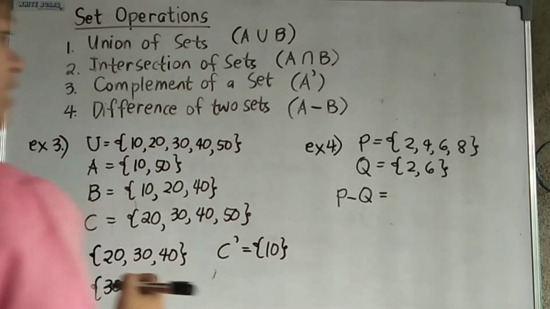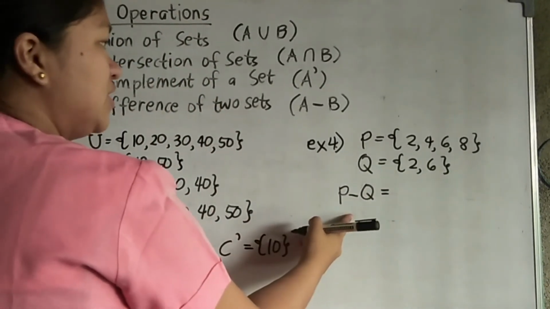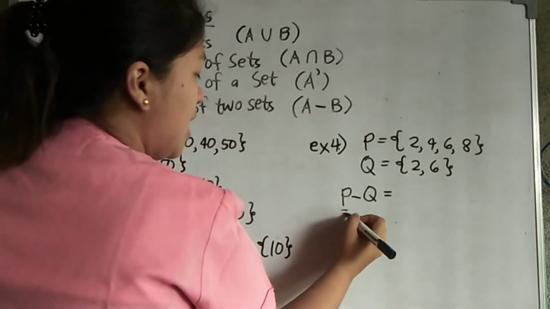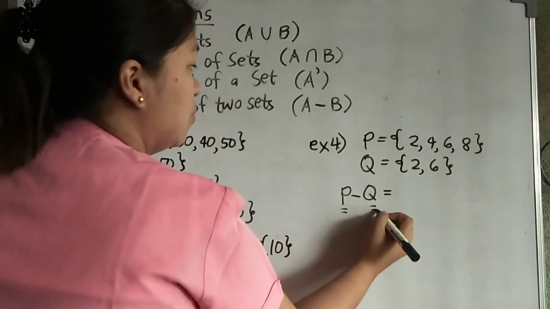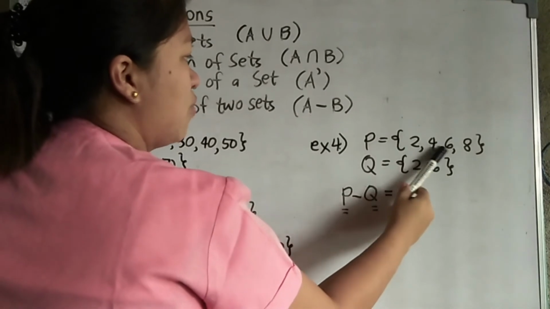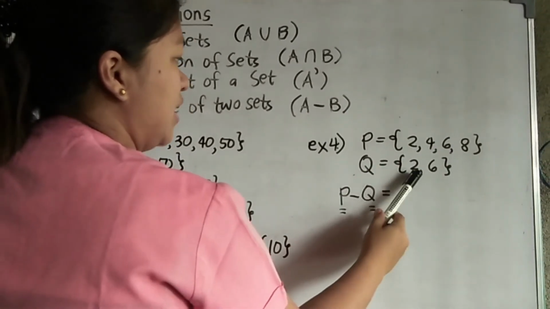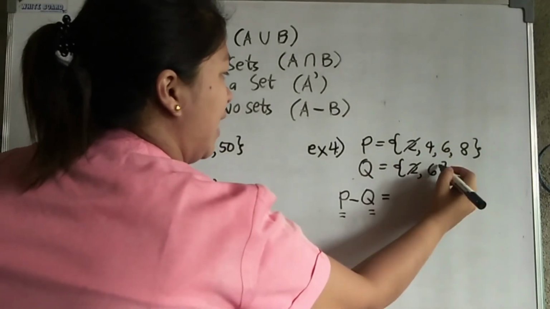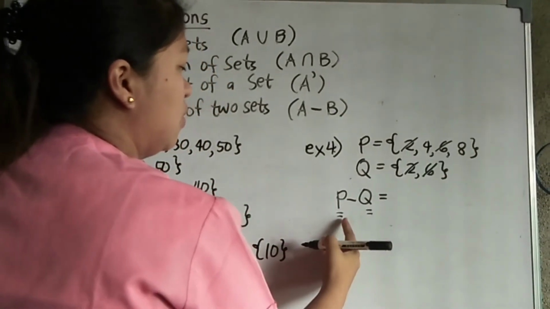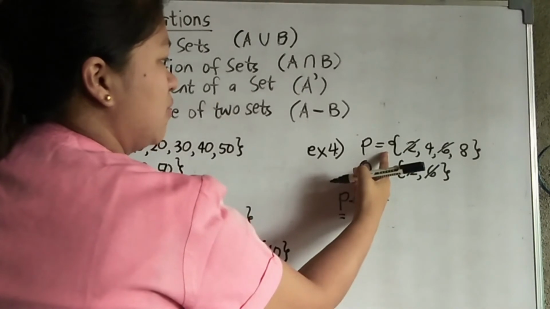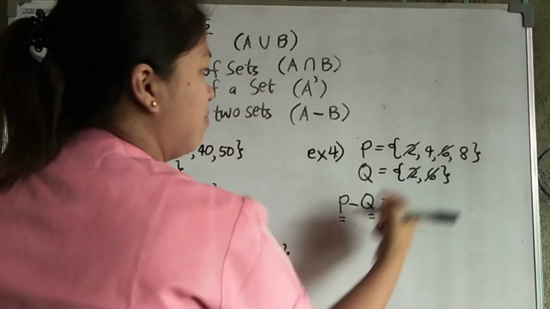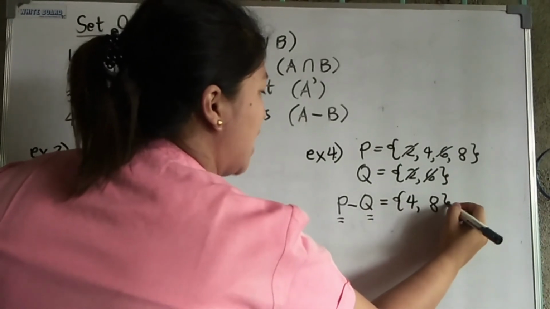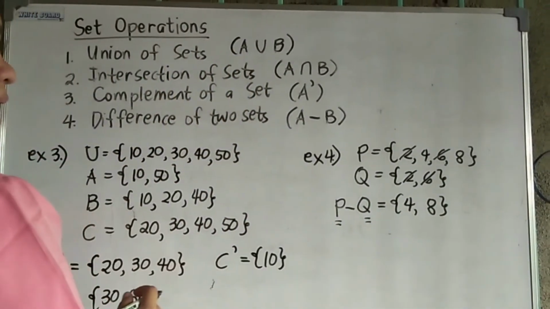Pag sinabi po nating difference of two sets, we're just going to find ilan ang matitira sa set P if we subtract set Q. So if set P contains 2, 4, 6, 8, and set Q contains 2 and 6, aalisin lang po natin yung common element, 2 and 6. And then you look at the remaining elements of set P. Ano po yung natira kay set P? You have the elements 4 and 8. So that is the answer for P minus Q.